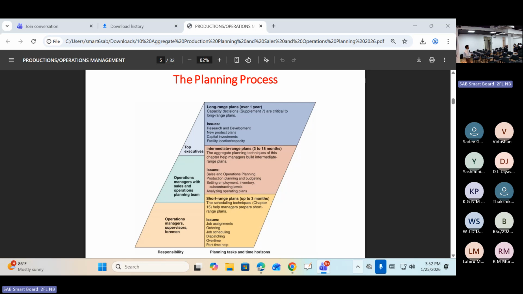How about the long-term plans? Who is involved there? That's the top manager. Can you see here, even for medium-term production planning, top executives are also involved here.